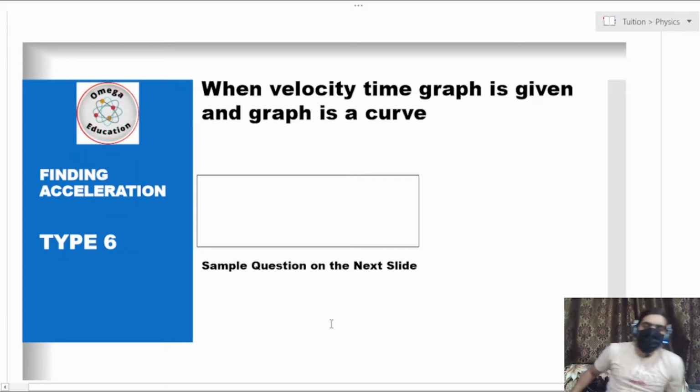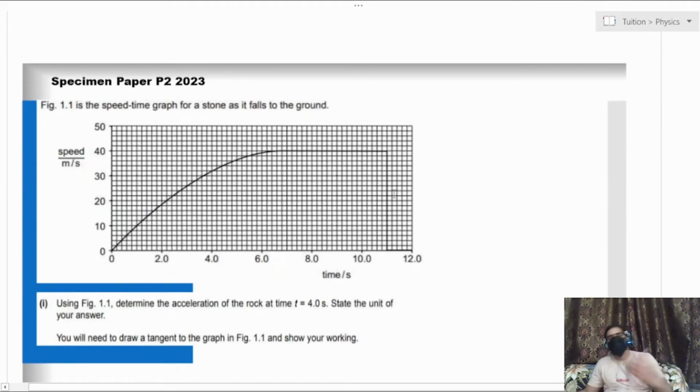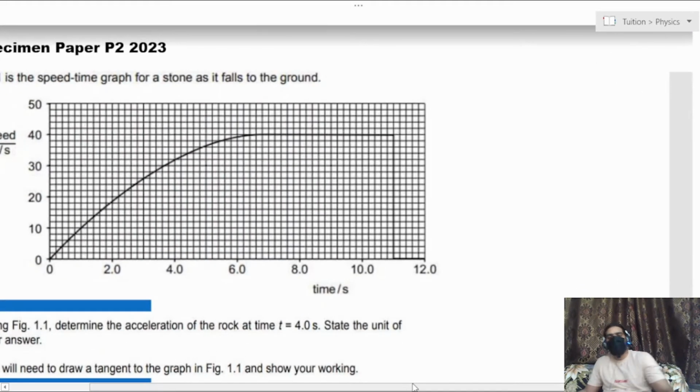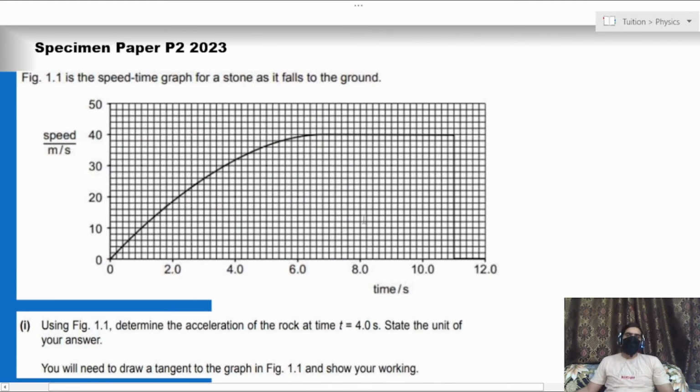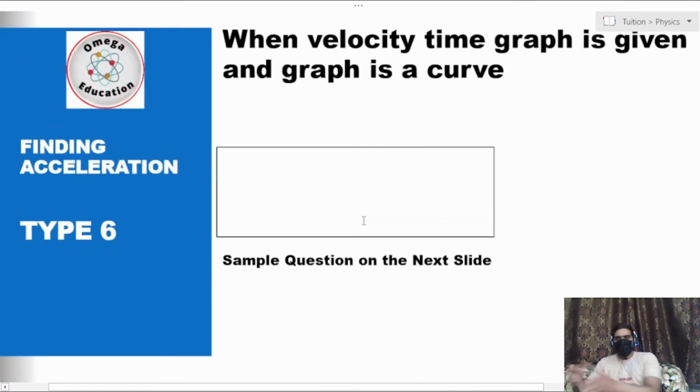Alright everyone, now let's move on to type 6, which can be considered an extension of type 5, because this is also related to the velocity time graph or speed time graph. But the catch here is that the graph is not a straight line, which implies that the acceleration of the object is not uniform. Means at different instants of time, the acceleration of the object would be different.